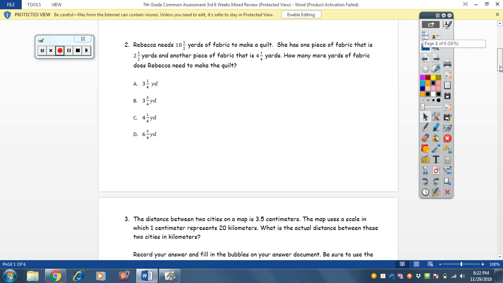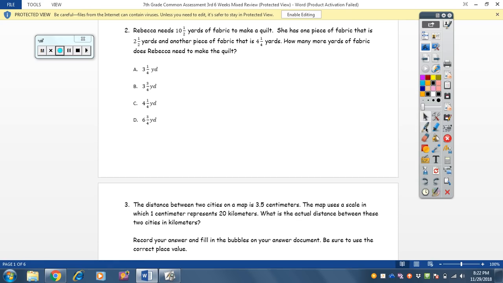Remember, if everything's not on your paper, you're not getting your points back, so make sure you wrote everything. Rebecca needs 10 1/2 yards of fabric to make a quilt. She has 1 piece of fabric that is 2 1/2 yards and another piece that is 4 1/4 yards. How many more yards of fabric does Rebecca need? How many more means we have to subtract. It's a whole step you can't forget.